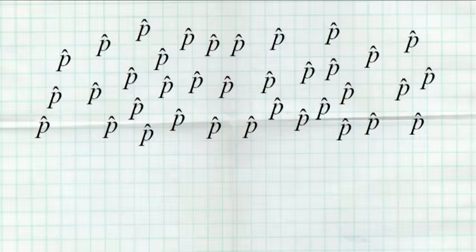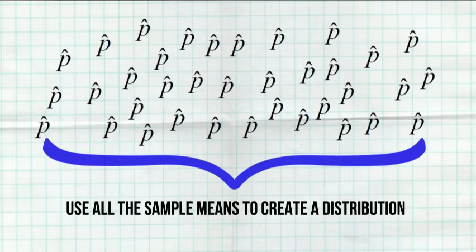We could do the same thing with a categorical variable. If we have a categorical variable, we could collect a bunch of samples and find the sample proportion from each of those samples. So we'd essentially have a bunch of p hats, p hat after p hat after p hat. And again, every individual p hat is a quantitative variable itself. And we could take all those p hats and create a distribution of them. And that distribution would be the start of a sampling distribution for a sample proportion.